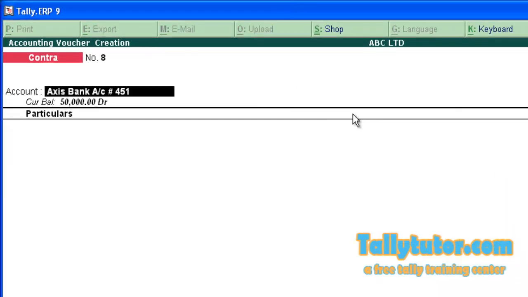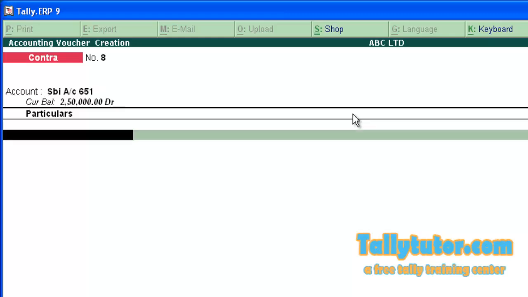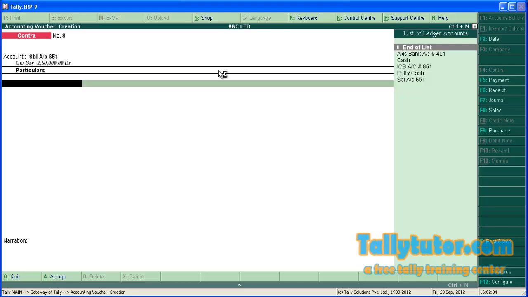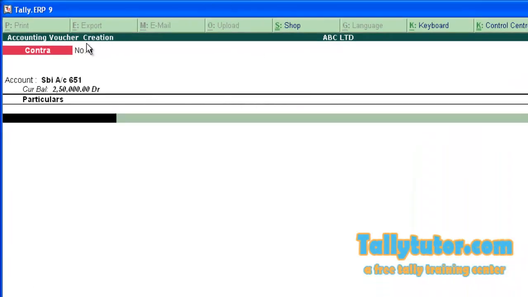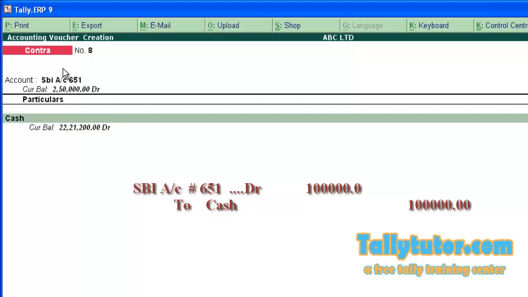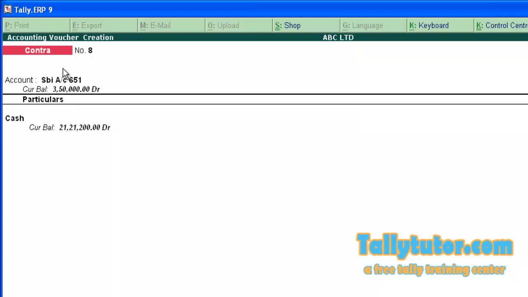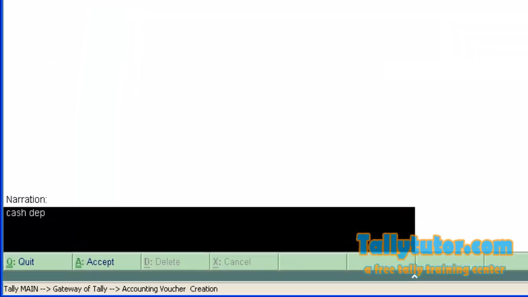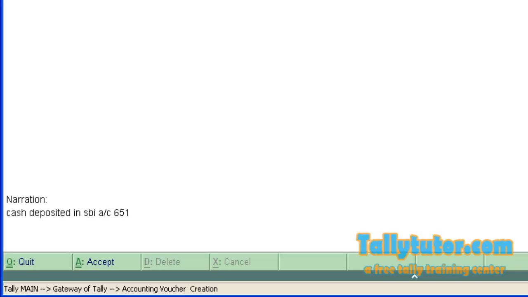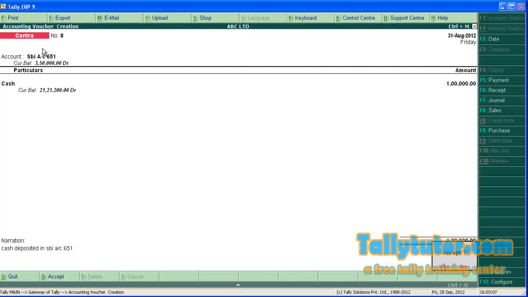So enter the debit here, SBI account number 651. In contra voucher single entry mode, always enter debit just after account. This should be debit always. Now the credit aspect, which is cash, and the amount here, that is 1 lakh, and narration. Now save the screen.